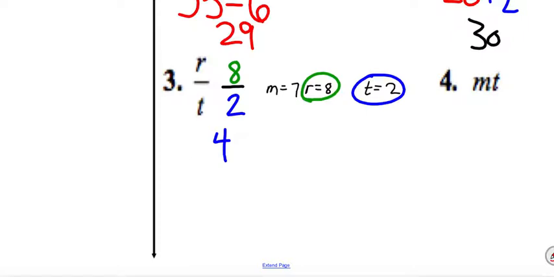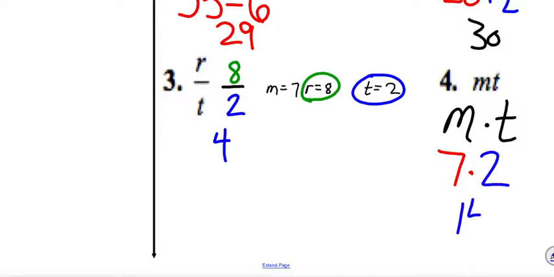This next problem I have MT, which is M times T. The M is 7, the T is 2. 7 times 2 is 14.